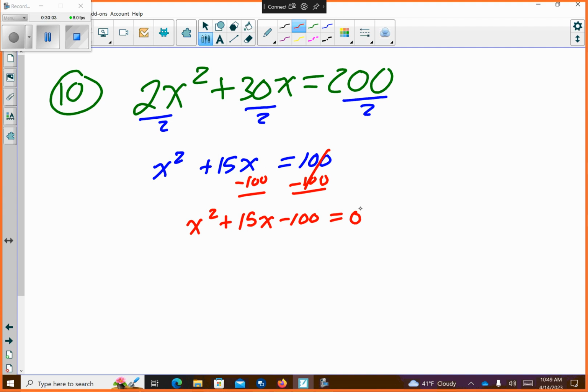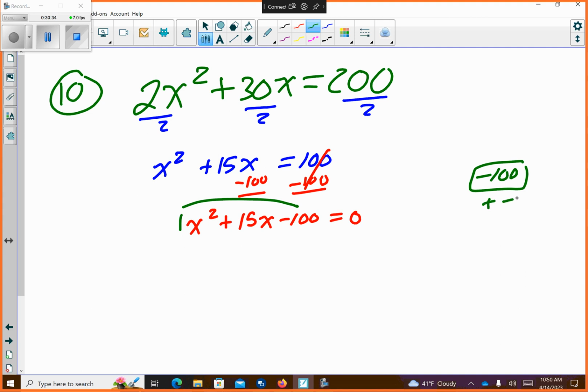Now, my friends, quadratic formula or not? I kind of want to factor it. But I'm not quite sure if it's going to factor, so I'm going to put a 1 out front. I'm going to go negative 100 times 1, so I get negative 100. What can you tell me about the signs of the two numbers when we get negative 100? We got one of each, plus and a minus.